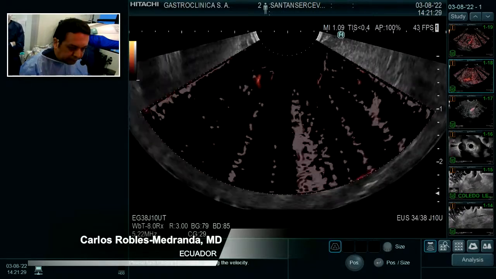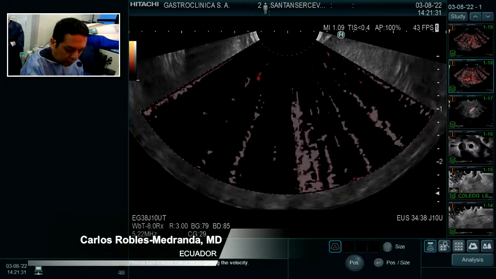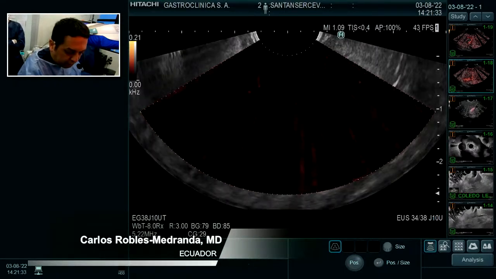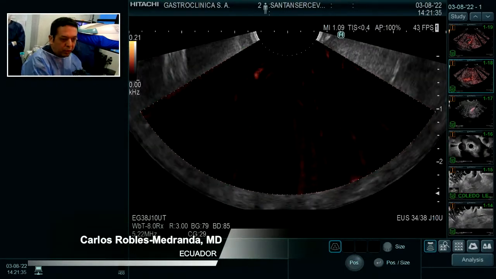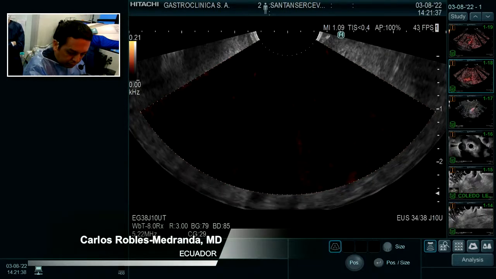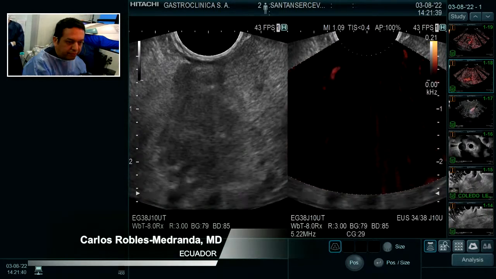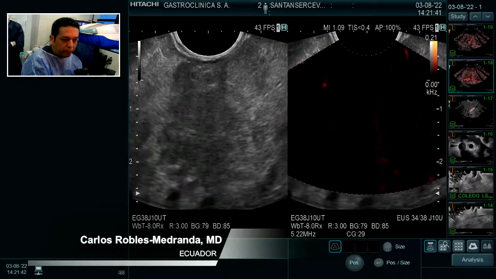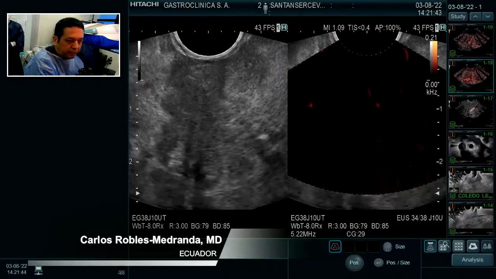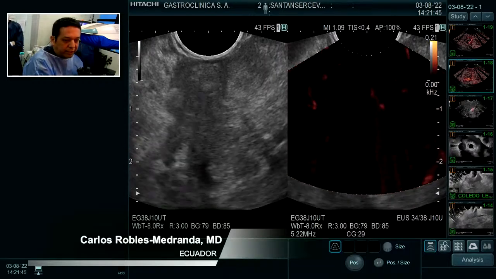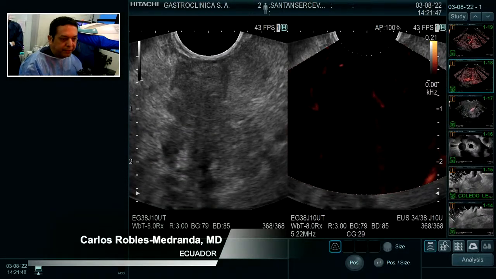So we have two ways to evaluate this technology. I will use the dual CF to see. What we see here is the microvascularization. You can see some vessels here. These vessels are going around the lesion.